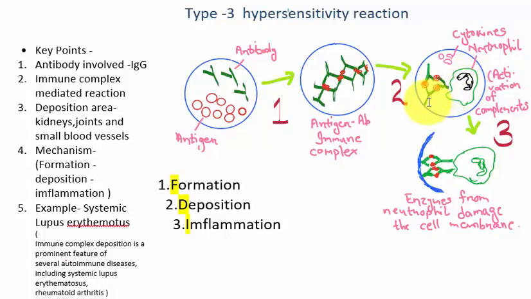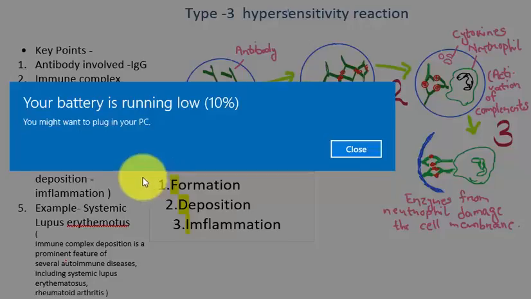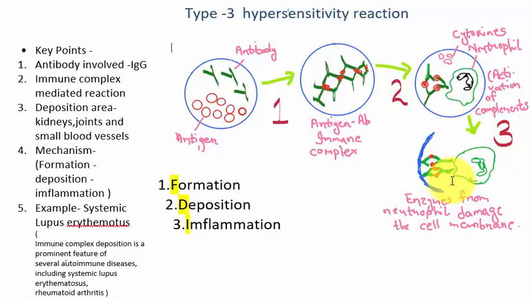Okay, so what happens then? The inflammatory cells then release the cytokines and also they activate the complements. Third point is the enzymes from the neutrophil, they get released and they damage the cell membrane, or you can say the endothelial cell. The nature of the enzymes which are present in the neutrophil are mainly the lysosomal enzymes.